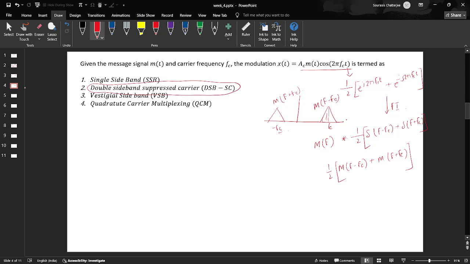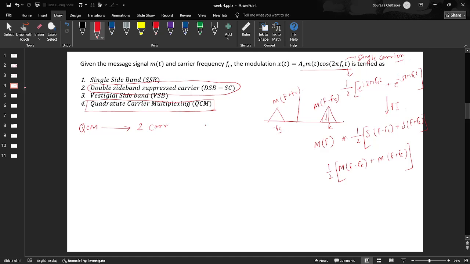This question part is easy, but I would like to discuss this quadrature carrier multiplexing part. As of now, you have seen ordinary amplitude modulation and DSBSC modulation. But what is this quadrature carrier multiplexing? So this QCM here basically makes use of two carrier signals. In DSBSC you can see it's still using a single carrier signal, and the same in ordinary amplitude modulation also.